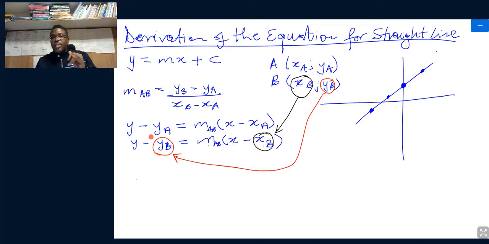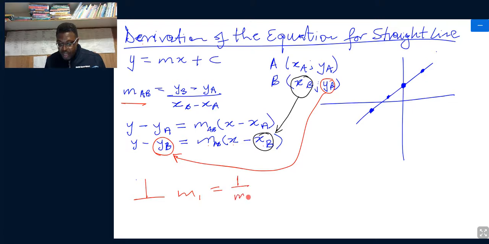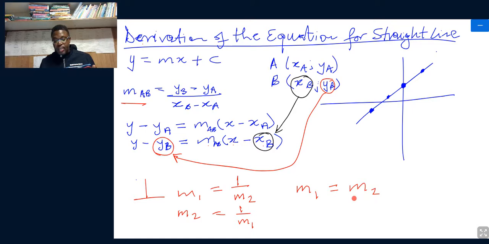Either you have the gradient that you have calculated yourself using the formula, or you find the gradient using perpendicular lines, where m1 is equal to -1 over m2, or m2 is equal to -1 over m1, or you use parallel lines, where the gradient of line 1 is equal to the gradient of line 2. So you have 3 methods: the perpendicular principle, the parallel principle, or the formula to calculate the gradient. What else could be difficult? This is simple and straightforward.